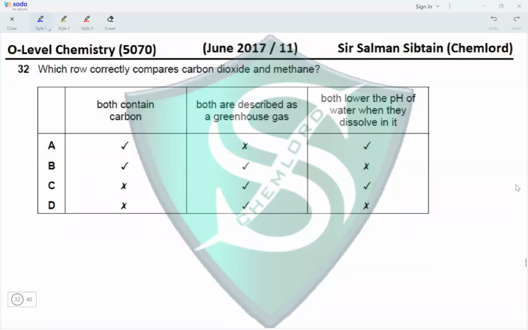Question 32. Which row correctly compares carbon dioxide and methane? Both contain carbon. CO2 is carbon dioxide. CH4 is methane. Both of them do contain carbon, so options C and D have been eliminated. Both are described as greenhouse gases. Yes, both of them are greenhouse gases. So option A has been eliminated.